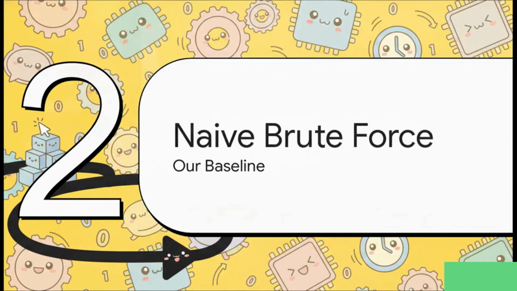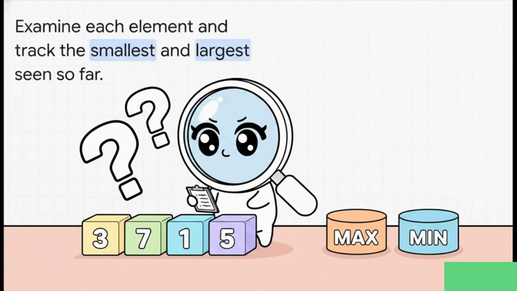Moving to Section 2, the naive brute force approach, our baseline. Let's start with the most basic brute force iterative method. Honestly, this is exactly what you would likely code on your first day on the job as a software engineer. We simply loop through the array. First, you just grab the very first element and declare it to be both your current minimum and your current maximum. Boom, done. Then you step through every single remaining number in that array one by one.